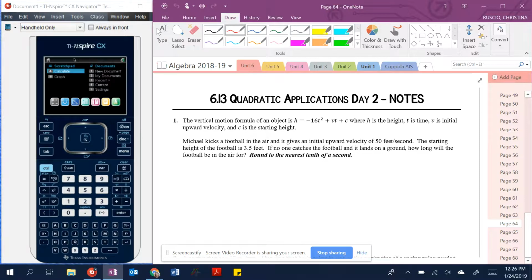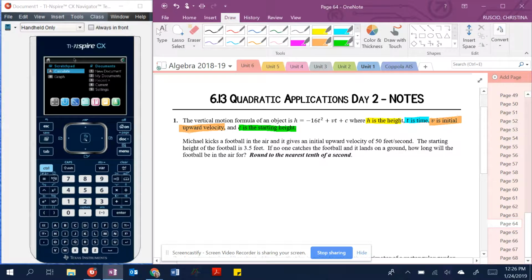So the vertical motion formula of an object is given by h equals all that jazz. There's a lot of variables, so they tell you h is the height. They tell you that t is the time, and they also tell you that v is the initial upward velocity. And c is the starting height of the object.